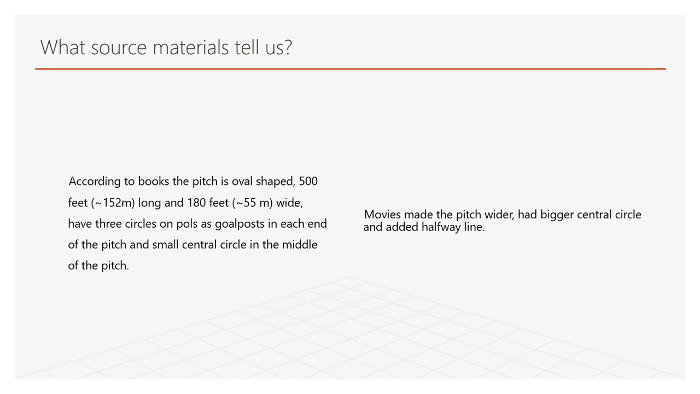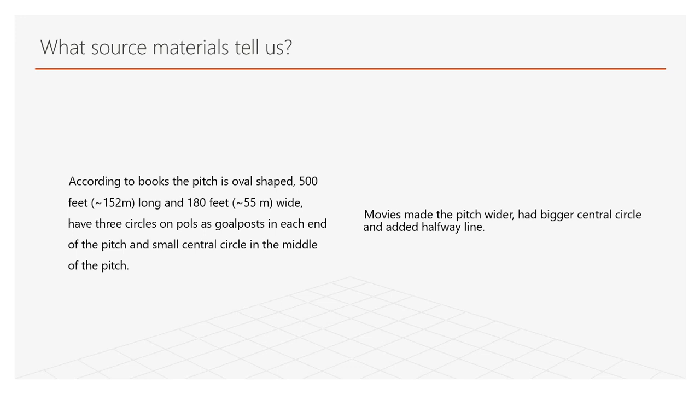We can quite clearly see that in the movies the pitch is wider, has a bigger central circle, and also has an added halfway line. I could see the purpose of it, at least in many spots you can see the halfway line. It's easier to separate the sides of the pitch, also the teams and so on. But originally, in the books, it was never mentioned and probably didn't exist.